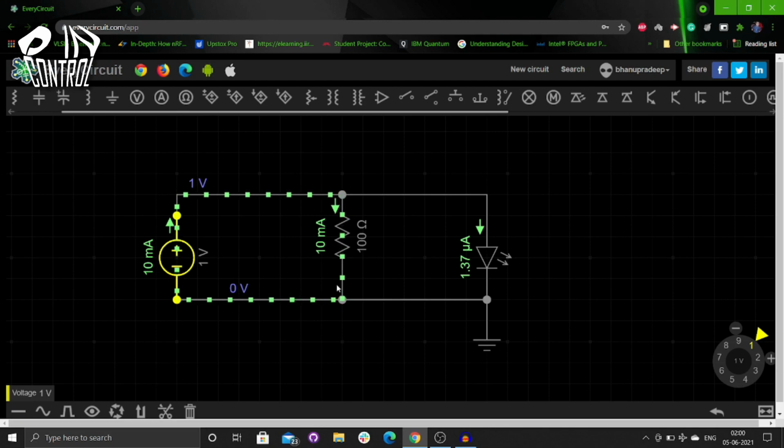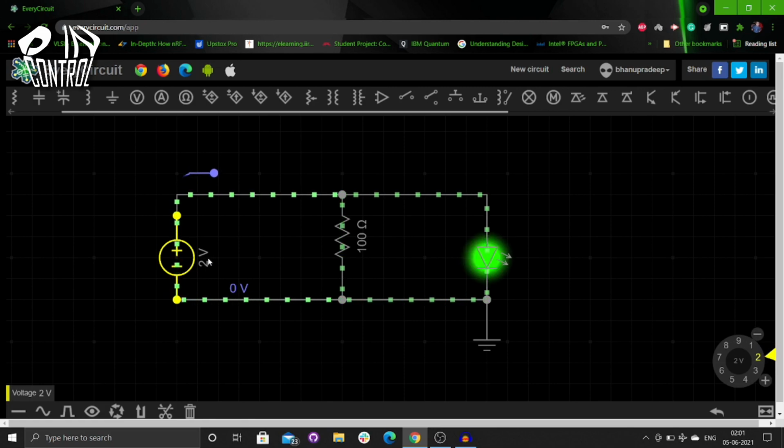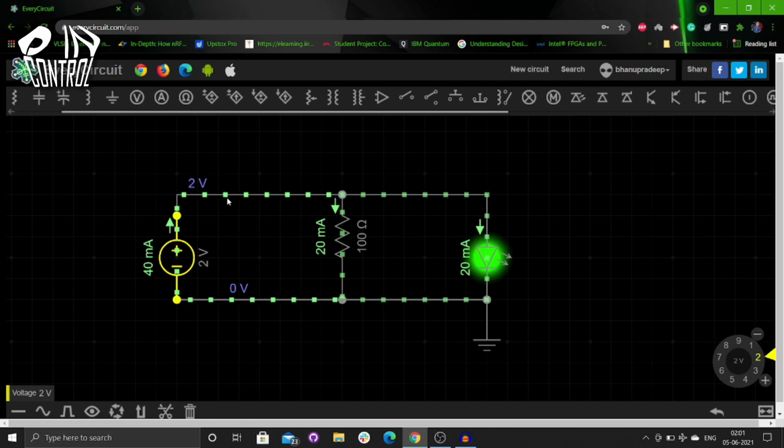So as I said earlier, in the series circuit, the current will be same, but the voltage will differ. In the parallel circuit, the voltage will be same, but the current will be different. So let us see when we apply 2 volts what happens. So when we apply the 2 volts, the current will be traveling to this LED and it glows. Because I have said the voltage will be same in this circuit.